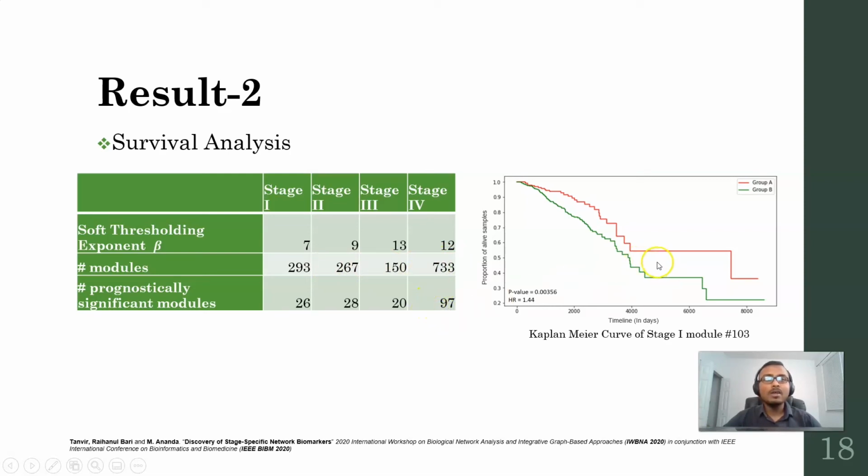And on the right side, this Kaplan-Meier curve is coming from stage 1 for a particular module, which is module index 103, and module index 103 was able to distinguish cancer patients with a very low p-value and a comparatively higher hazard rate. So module index 103 from stage 1 can be considered a module with prognostically significant capability.